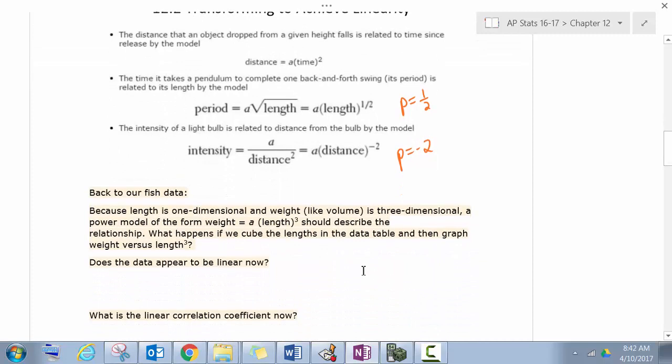So let's go back to our fish data. Length is one-dimensional, but weight, like volume, is three-dimensional. A power model of the form weight equals a times length cubed should describe the relationship. What happens if we cube the lengths in the data table and then graph the weight versus length? So we're going to change length to length cubed, because length cubed will give us our weight, give or take, kind of like volume.